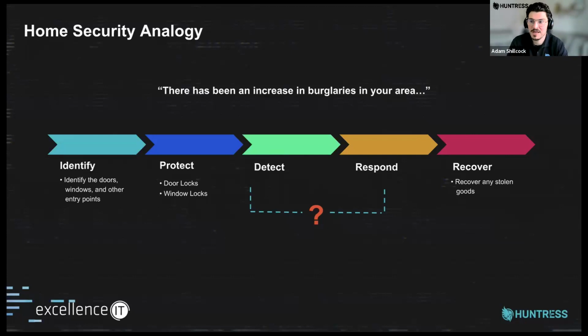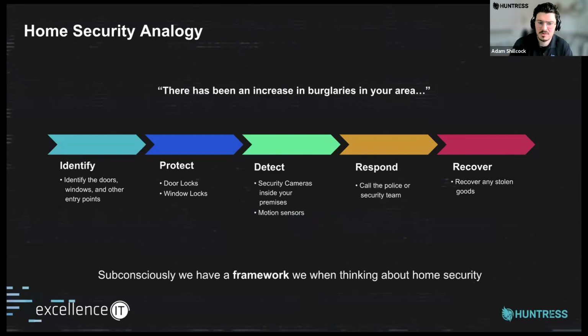Once you've identified all the entry points, you need to then protect those entry points. And typically, this is going to be the door locks, the window locks, and the non-used chimney, if you've got a particularly nimble burglar using that as an entry point. And then skipping over detect and respond very briefly, you recover. You need to recover stolen goods if you are a victim of a burglary. Typically, they've stolen a few things, and you need to recover those items.